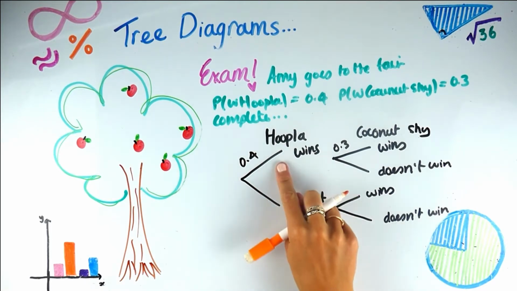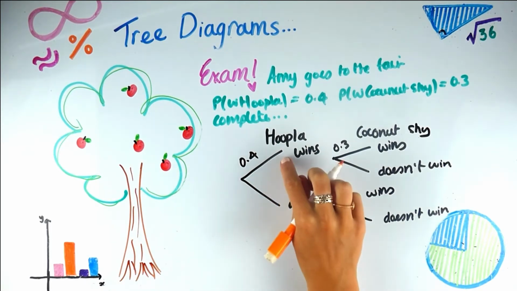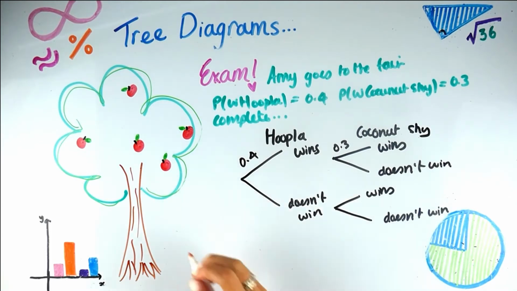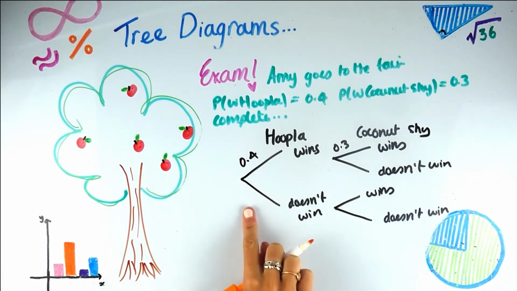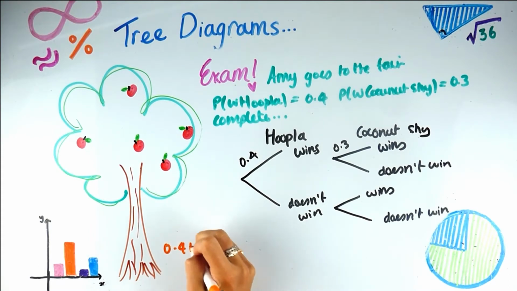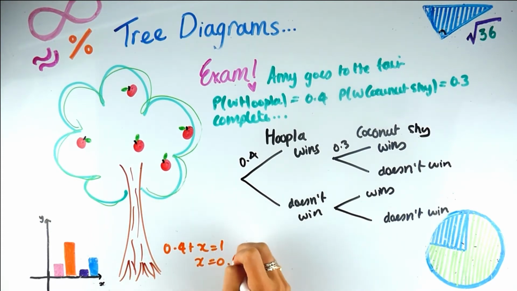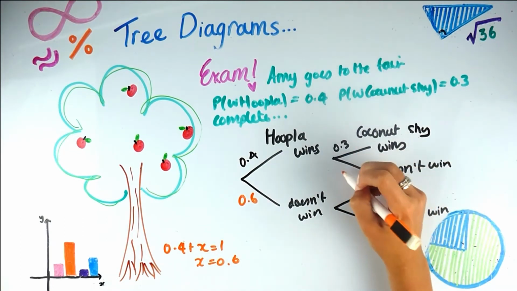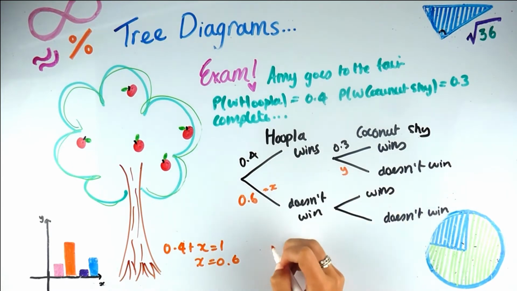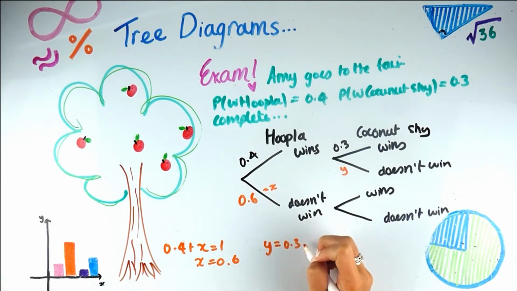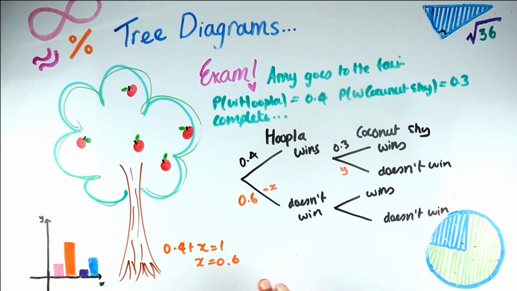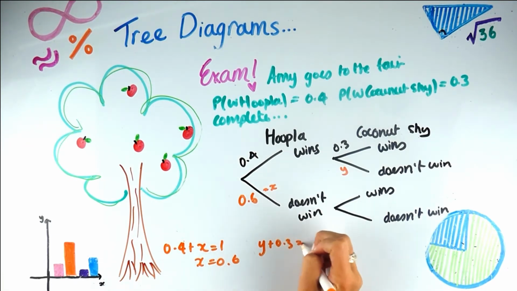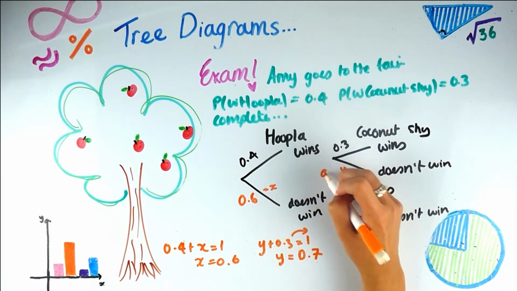So it's done one bit for you, and we can work out this bit, because we know that where the branches meet, it sums to 1. So 0.4 plus 0 point something gives you 1, and that would be 0.6. Same thing here, we've got a 0.3, let's call this y. So y plus 0.3 equals 1, so y equals 1 minus 0.3, which is 0.7.